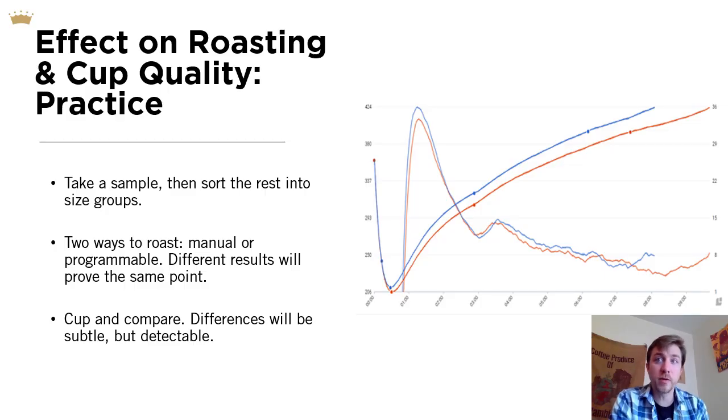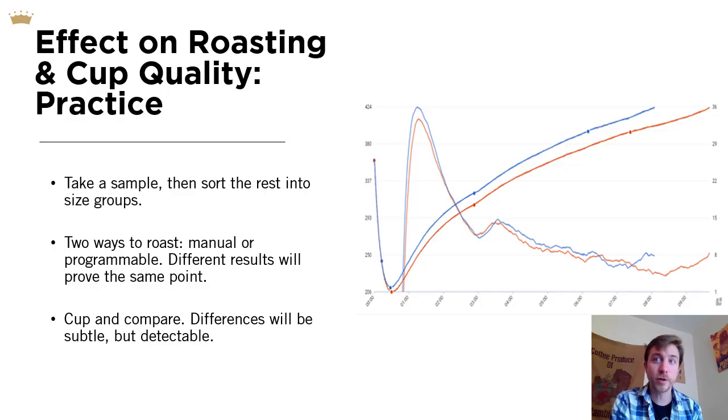And like I said in a previous slide, the last thing you can do is roast an unsorted batch and then sort by screen size after the roasting is complete, and you'll be able to taste some differences there too. Always cup and compare. Differences are going to be subtle in some cases, but they're almost always detectable. I do this a lot with groups. We taste together, and it's remarkable how different these results can turn out. And people almost always have preferences. Every coffee is different every time.